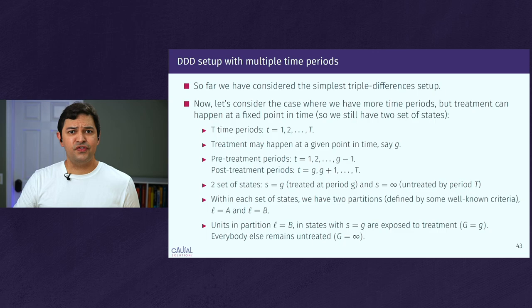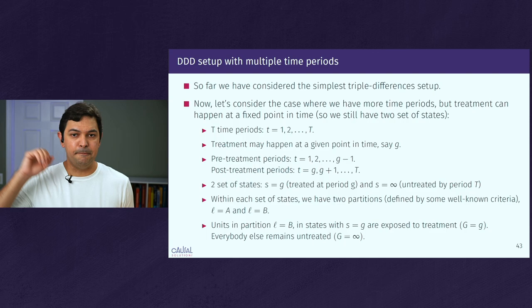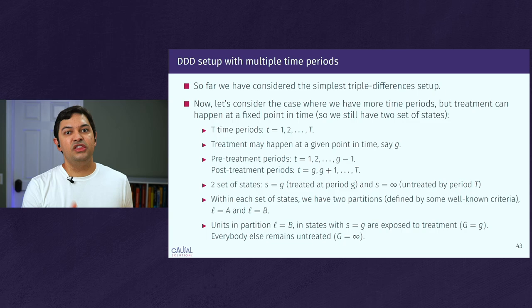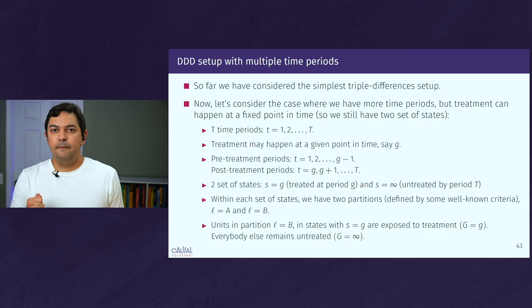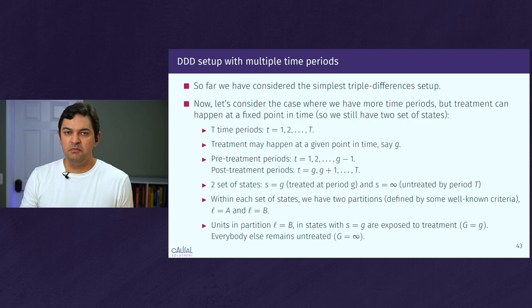So let's tackle this case first. I have T time periods now, not T equals 1, T equals 2. I have T equals 1, 2, 3, 4, 5, 6, up to capital T. Treatment: states adopt this policy at a given point in time, G. So G is the time the policy is enacted. All time periods before G, from 1 until G minus 1, you are untreated. From period G until capital T, you are potentially treated.